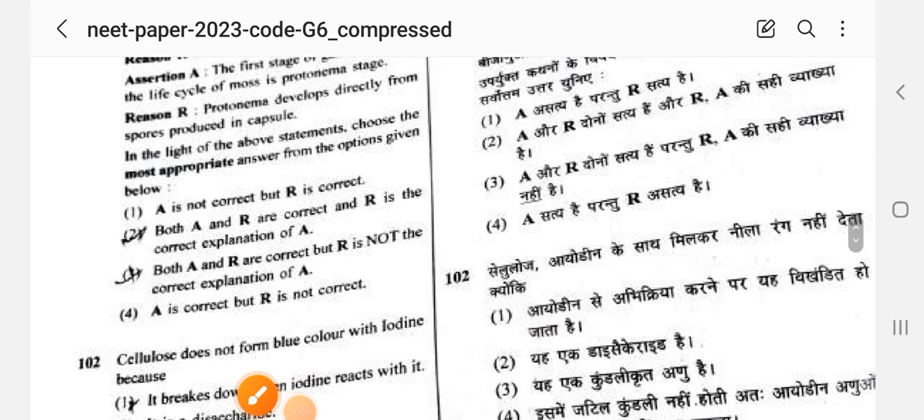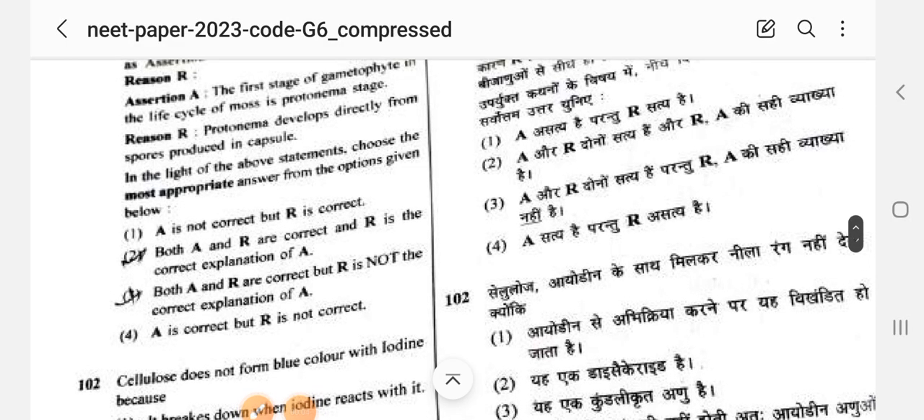Hello everyone. In this short video, we'll cover the NEET paper 2023.